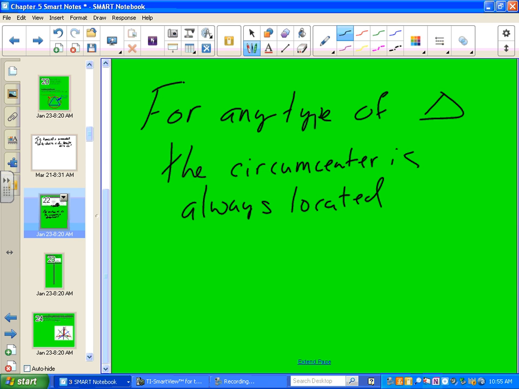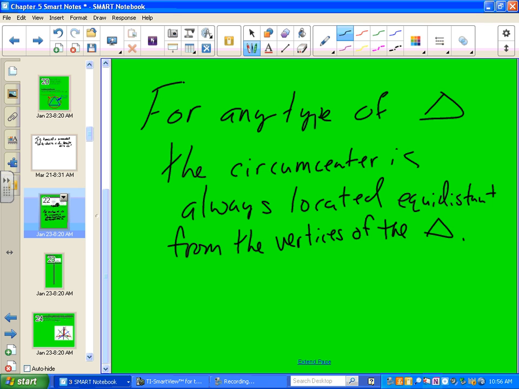Alexis. Yes. For any type of triangle, the circumcenter is always going to be equidistant to the vertices. So, write this down. You can write it underneath that theorem 5.4 because it ties right into that. Right underneath this theorem here, write it down. For any type of triangle, the circumcenter is always located equidistant from the vertices of the triangle.